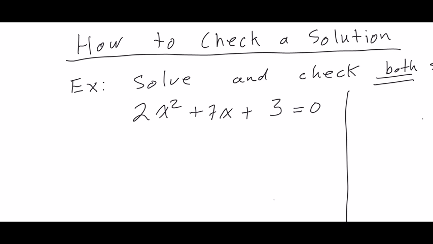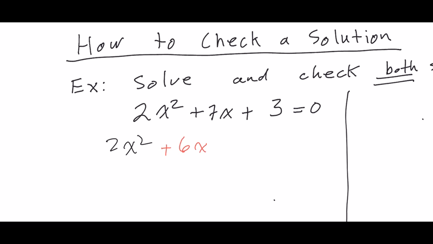So in order to solve, we have to find two numbers that multiply to 6 and add to 7. Those two numbers are going to be the following. So two numbers that multiply to 6 and add to 7 are both 6 and 1.